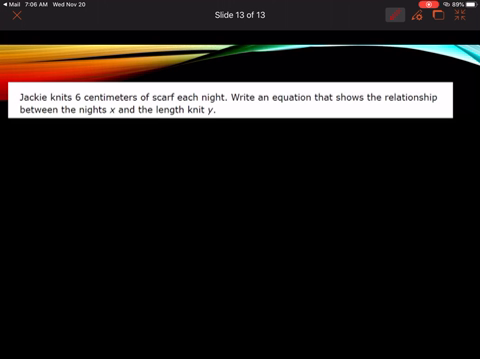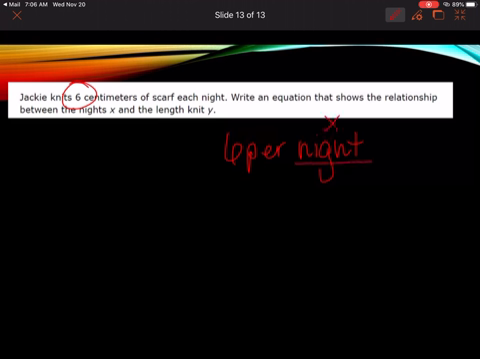So Jackie knits 6 meters of scarf each night. So this is your rate of change. So 6 per night. Write an equation that shows the relationship between the X nights and the length of Y. So per night, it says is X. So that's going to be 6X. And the length, so that's going to equal Y. If she had started at a point, then it would start with Y.